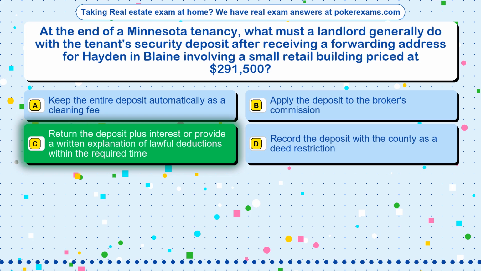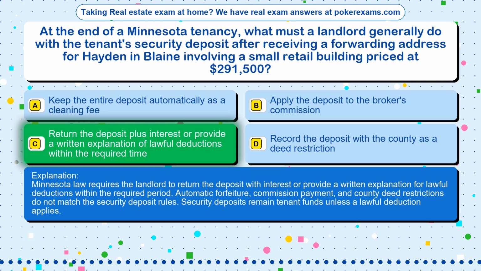The correct answer is option C. Return the deposit plus interest or provide a written explanation of lawful deductions within the required time. Minnesota law requires the landlord to return the deposit with interest or provide a written explanation for lawful deductions within the required period. Automatic forfeiture, commission payment, and county deed restrictions do not match the security deposit rules.